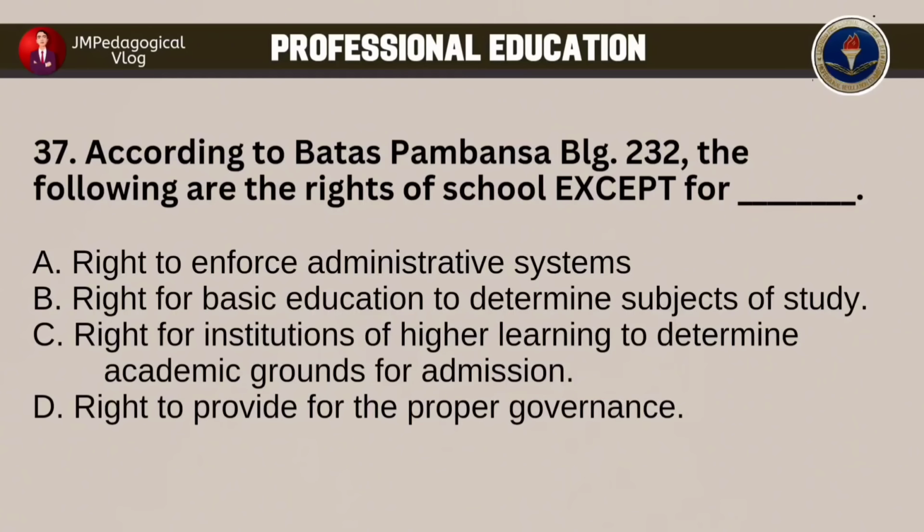37. According to Batas Pambansa Bilang 232, the following are the rights of school except for: A. Right to enforce administrative systems. B. Right for basic education to determine subjects of study. C. Right for institutions of higher learning to determine academic grounds for admission. D. Right to provide for the proper governance. B. Right for basic education to determine subjects of study.